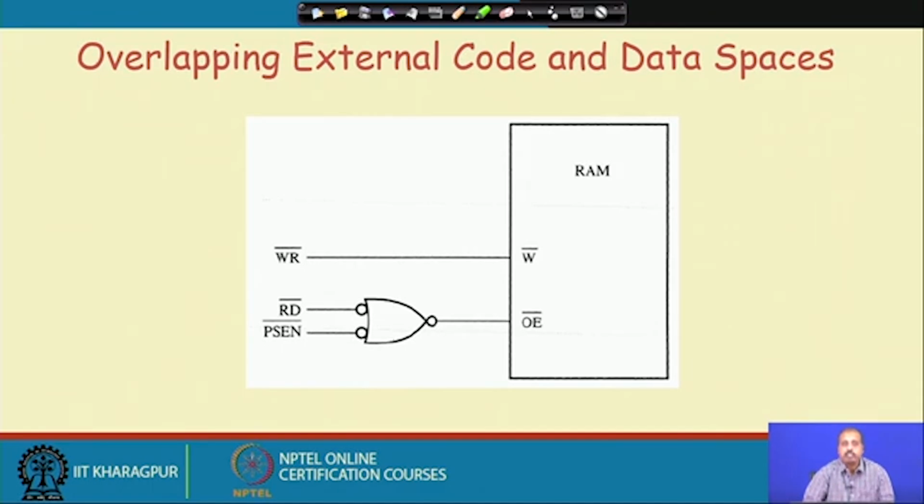Read bar is activated when it is doing data access, and PSEN bar is activated when it is doing program access. Since program and data both reside in the RAM, we need to access the RAM in both the cases. This is a very common practice for systems that have a limited amount of external memory. We do not put separate ROM and RAM; we put a RAM that also serves the purpose of the ROM. So, this is how we do that overlapping.